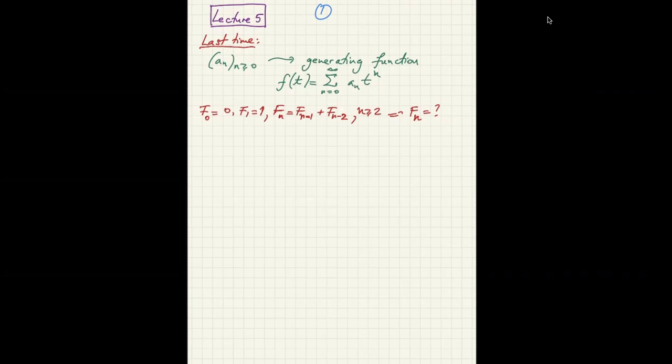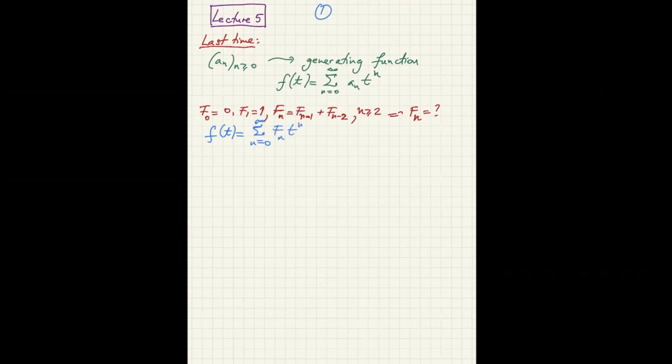So the Fibonacci numbers start with 0 and 1, and then each subsequent term is obtained from adding up the previous two terms. So it's described above. The generating function for this sequence is f of t equals the summation from n equals 0 to infinity of f_n t to the n.